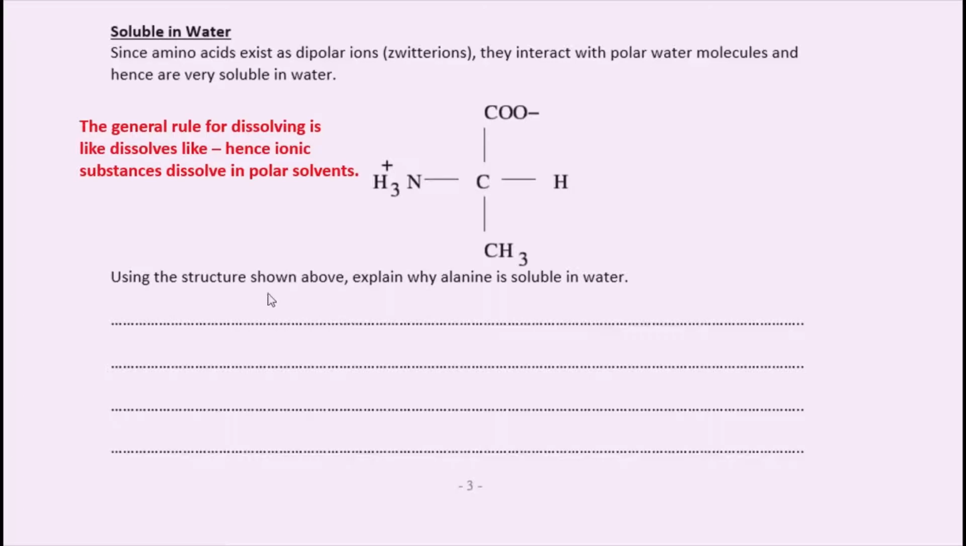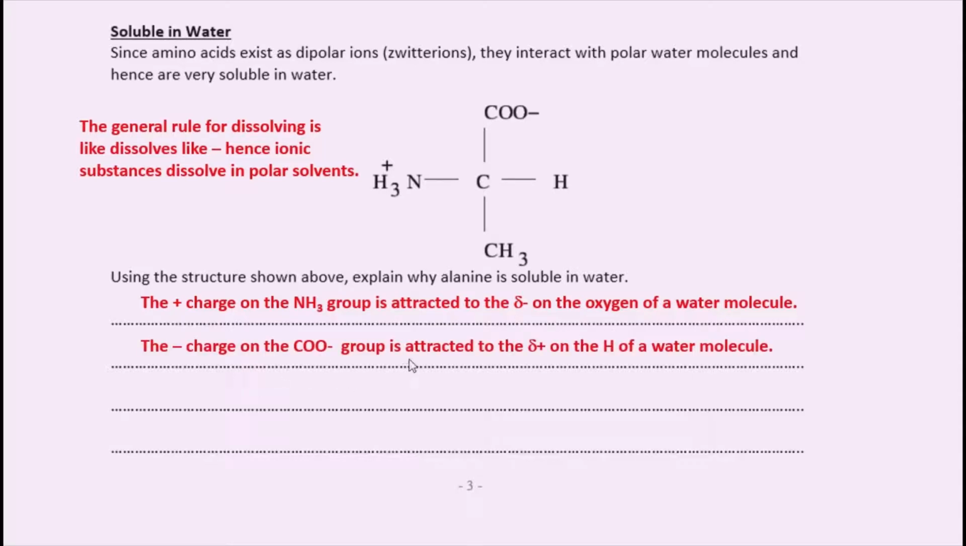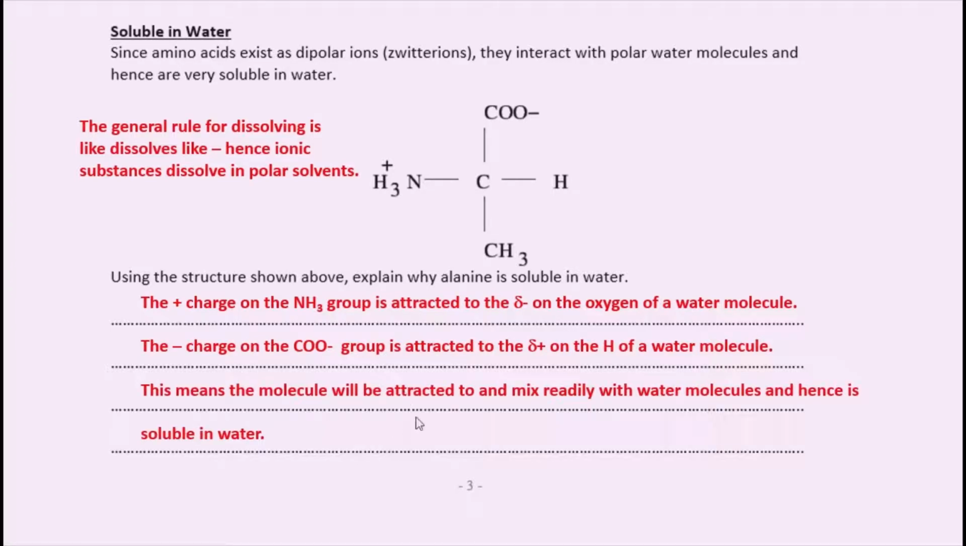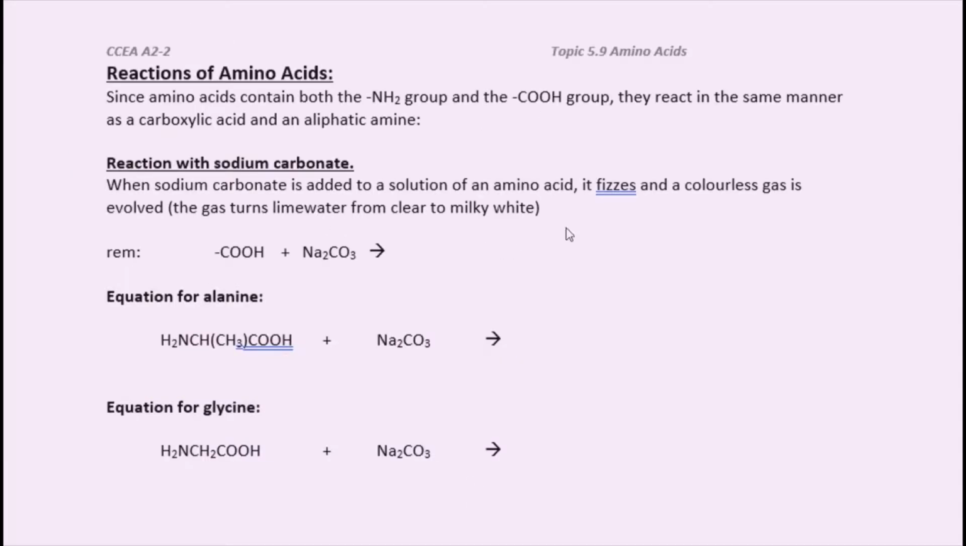So the plus charge on the NH3 plus is going to be attracted to the delta minus on the oxygen of a water molecule. The minus charge in the COO minus group is attracted to the delta plus of the hydrogen on the water molecule, and that means it will mix readily with water molecules, and hence it's going to be very soluble in water. So think back to how we answered questions of this type back in AS1 when we were explaining solubility, and again that could be a synoptic type question.